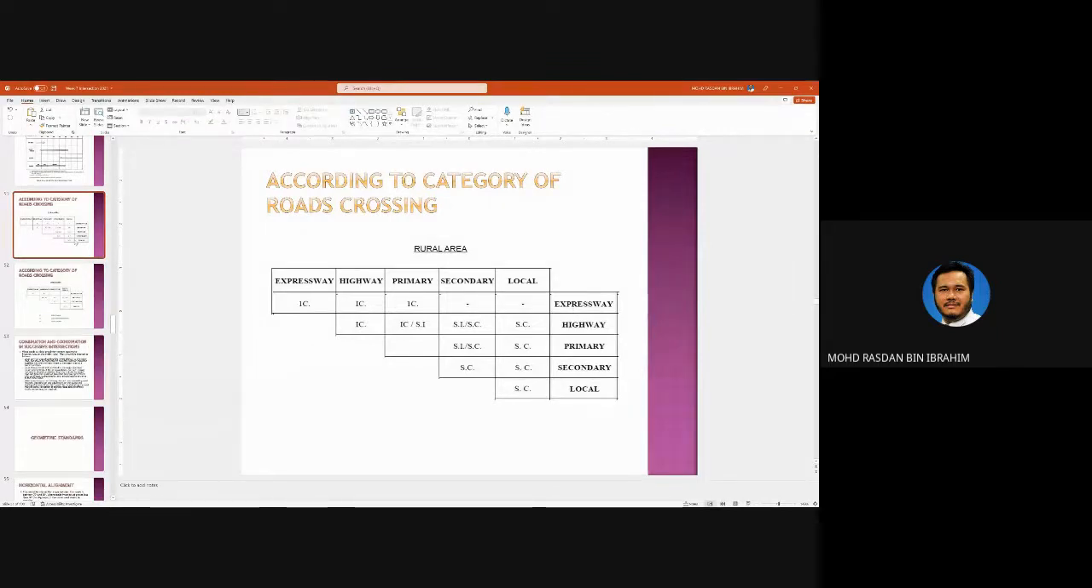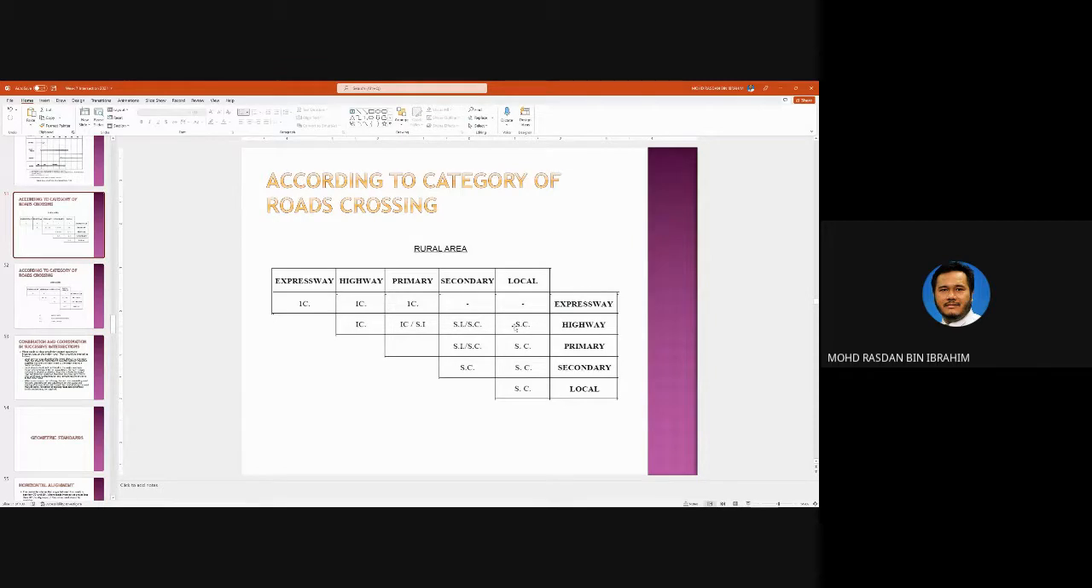So this is the different type of intersection according to area. Okay, so expressway and highway and expressway, primary road and expressway, 100% you need to use interchange, IC. Okay, with the secondary road to highway, secondary road to primary, that is signalized intersection or stop control.